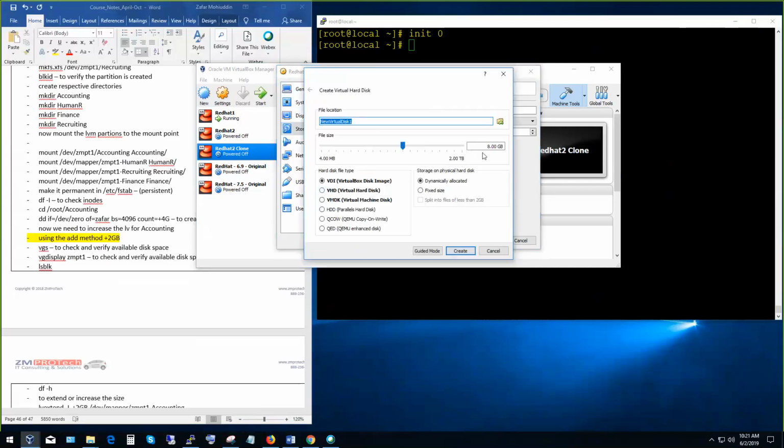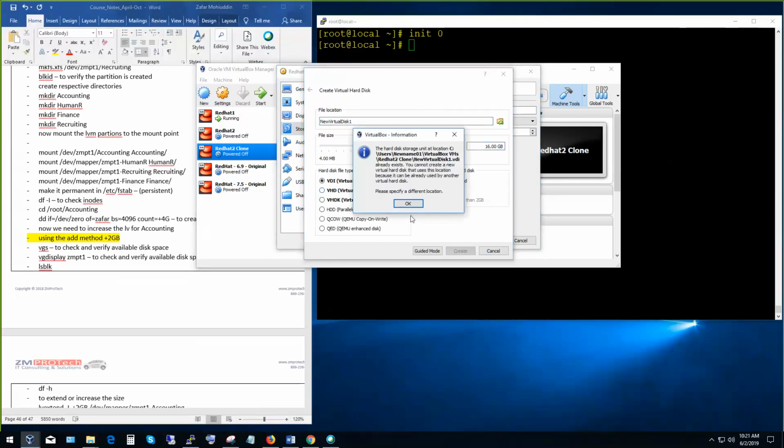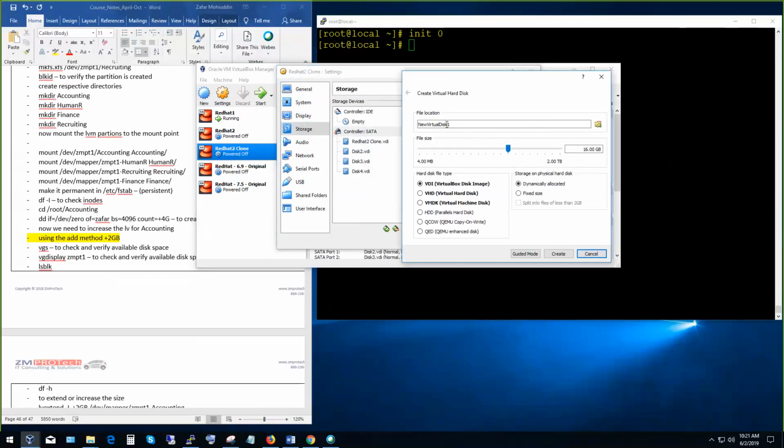I'm going to create a new disk, and then I'm going to give it 16 GB. Okay. 16 GB. Great. Hard disk storage unit already exists. I'm going to give it a disk 5, and then SDB, C, D. This is going to be SDE actually.